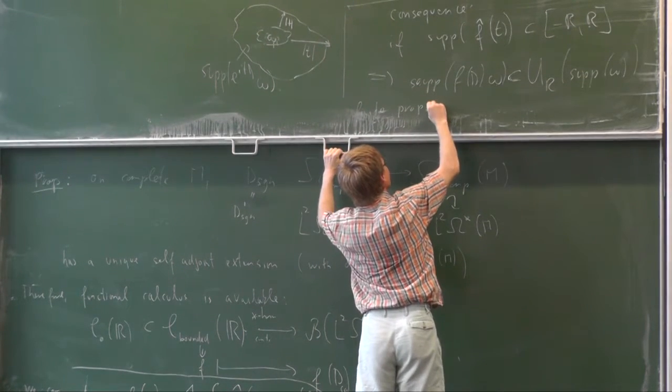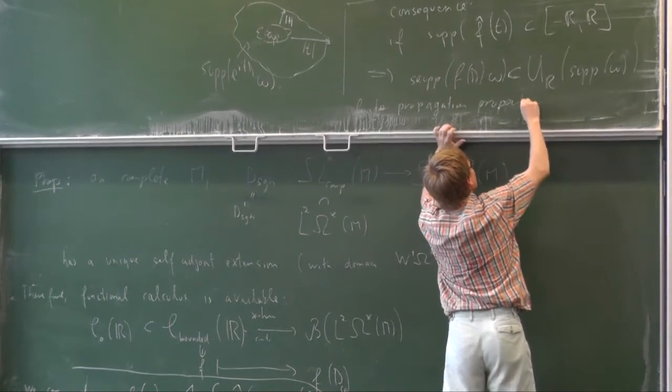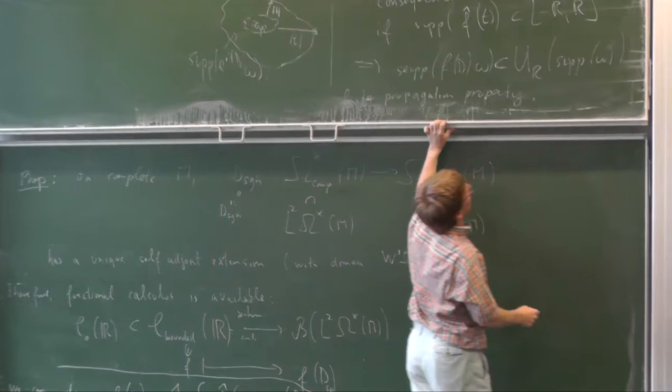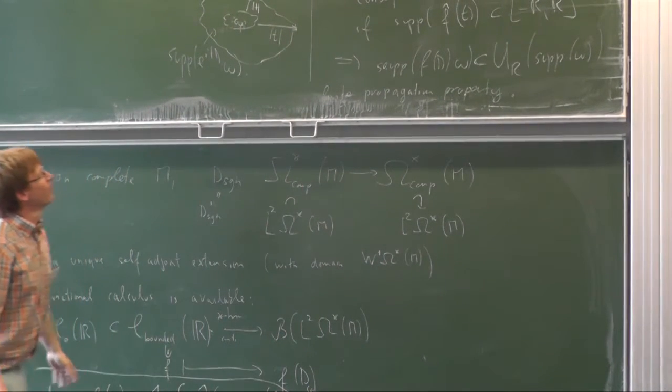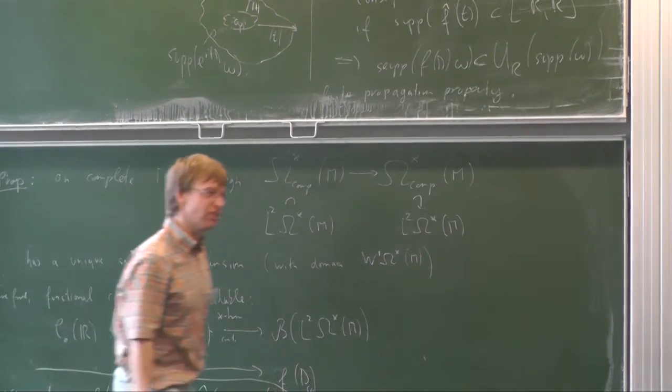And this is called the finite propagation property, which we're going to use a lot in the next lectures. And I guess this is a nice place to stop. And of course, everything which was not proved is exercise.